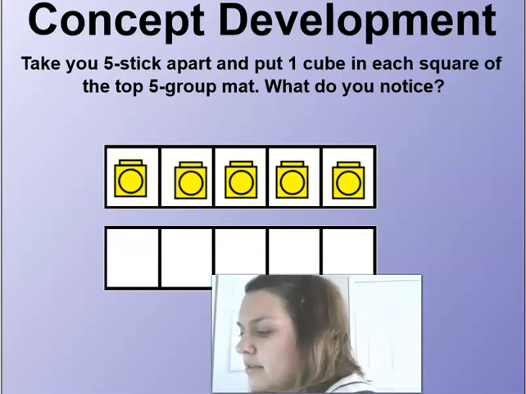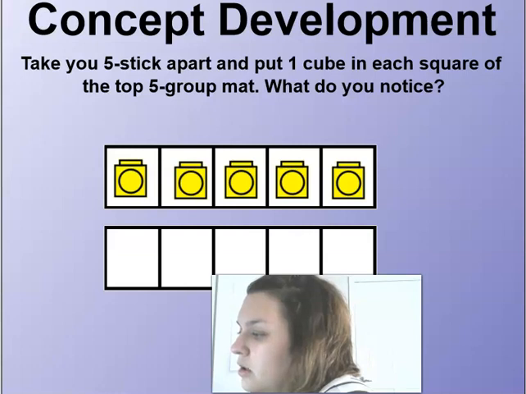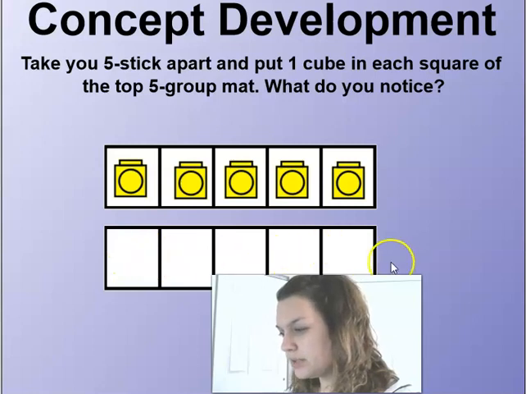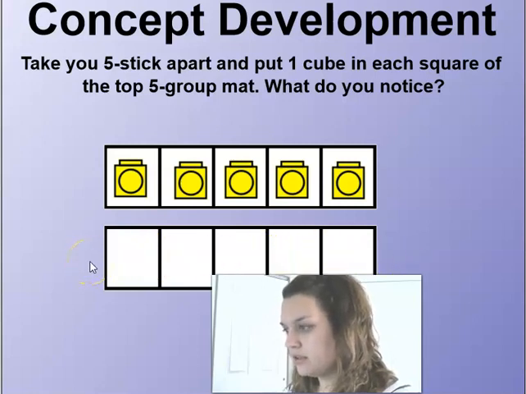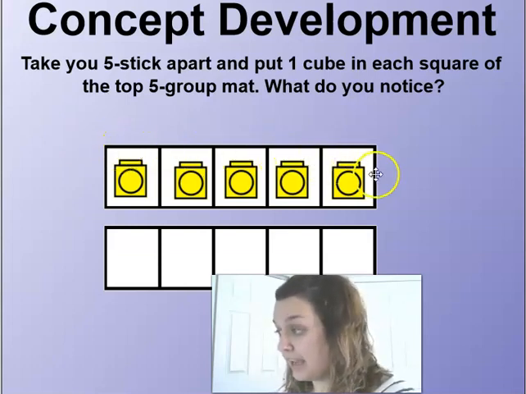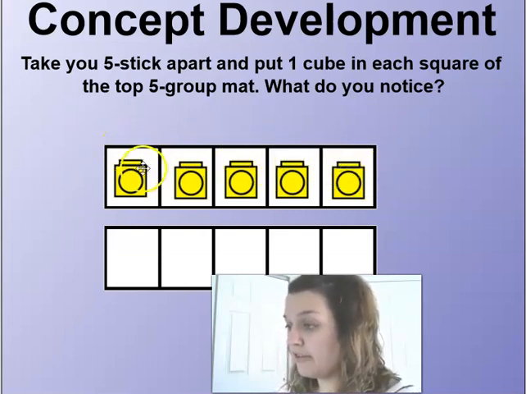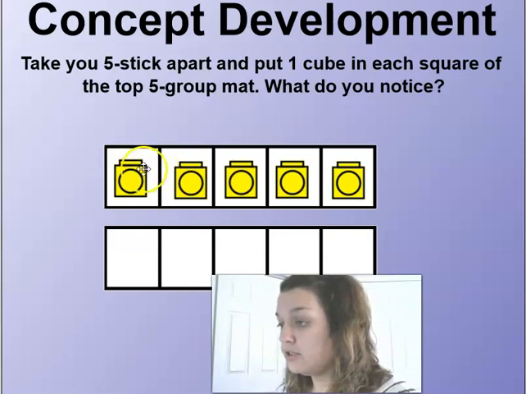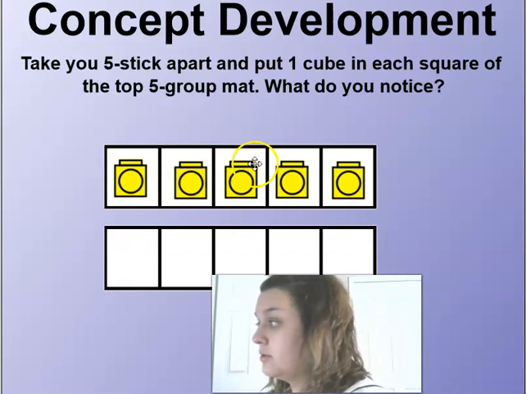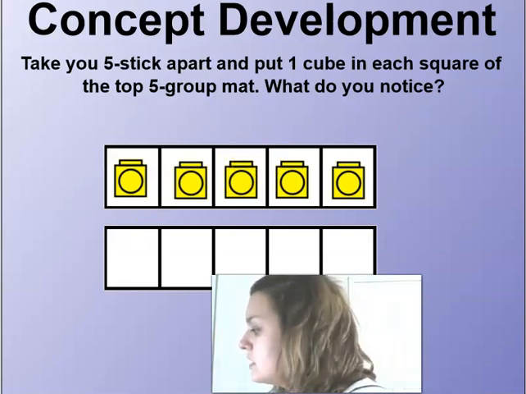I don't want you to write anything for this one, but I want you to think. What in the world is happening down here? Are there any cubes that go down here? No, very good. We only had 5. So we're filling in our 5 frame. And together, our 2 5 frames make a 10 frame, but we only have 5. Okay? Let's see what happens though.